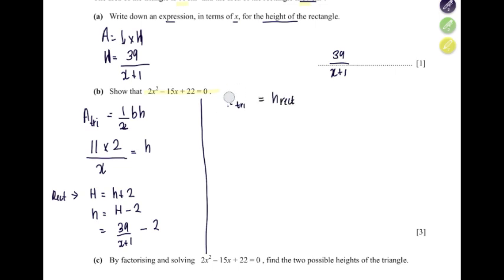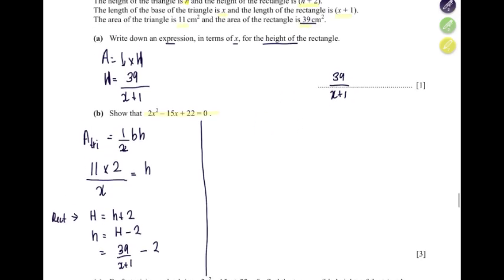All right. So what is h of the triangle? This is going to be 22 divided by x. Here, 22 divided by x. This equals 39 over x plus 1, minus 2. Alright, now let's make this equal to 0. 39 over x plus 1 minus 22 over x minus 2 equals 0.